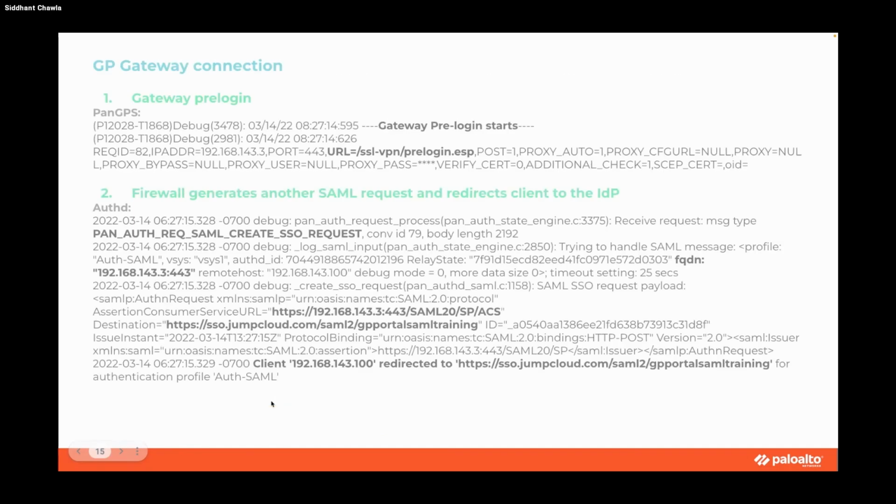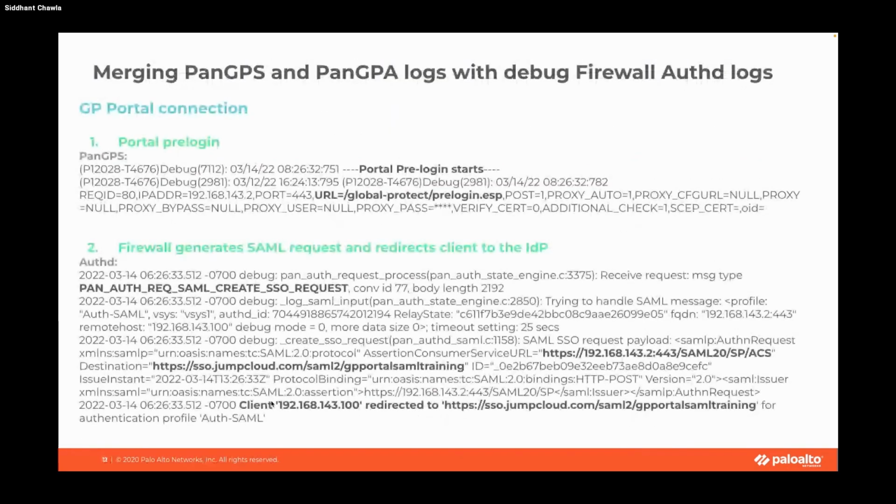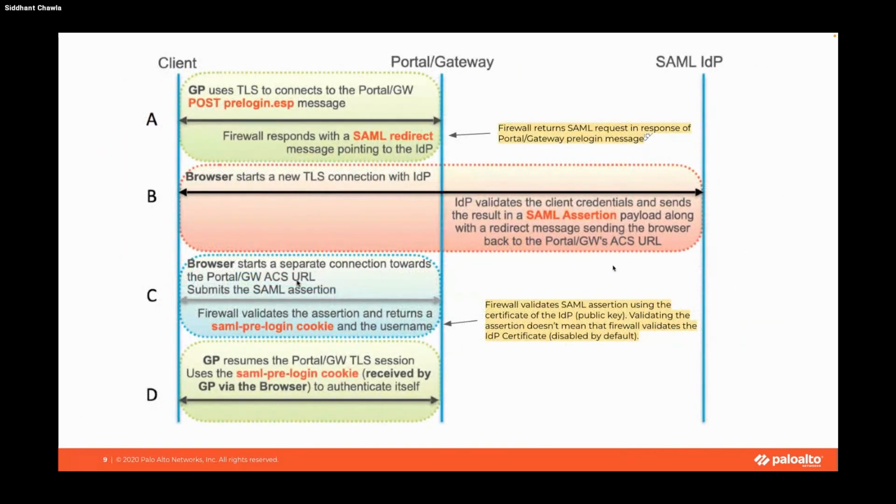So if I go back to the flow, we know that when we went through the portal authentication, the IDP validated the client credentials and sent us back the SAML assertion payload with the ACS URL. Now the browser will start a separate connection towards the portal ACS URL and submit the SAML assertion. Okay, this was done for the portal. Now the portal was authenticated and then the GP application got the config from the portal.